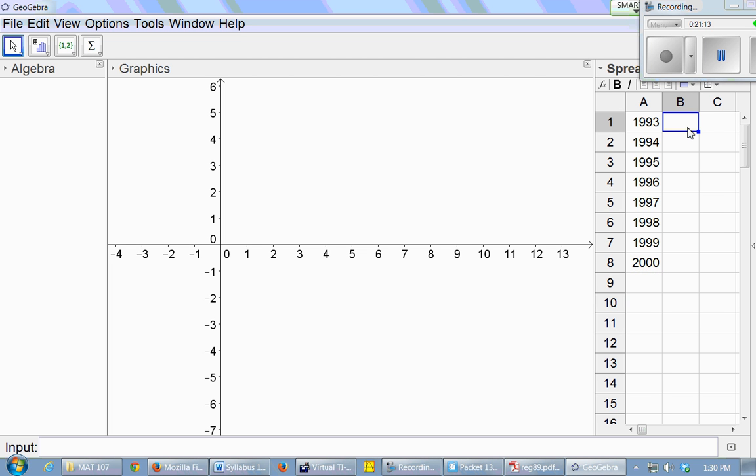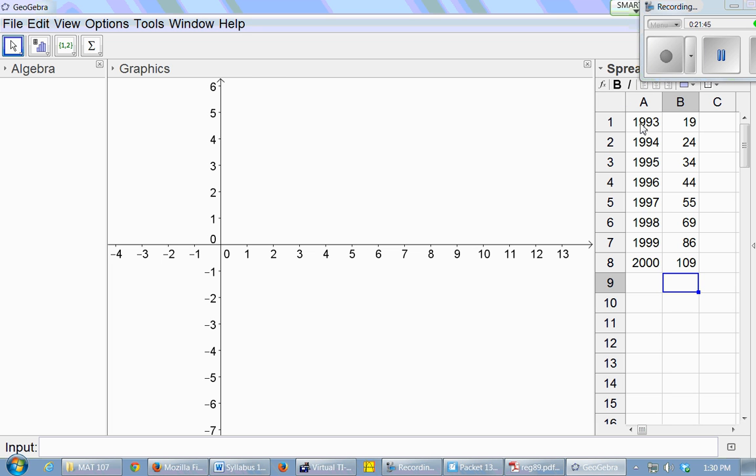And then in my Y data, I'm going to put in the number of cell phone users in that year. And again, I'm going to round them. You probably shouldn't if you're doing a project or something, but just for the sake of time, I'm rounding these. 19, 24, 34, 44, 55, 69, 86, 109. Okay, so all our data is entered.